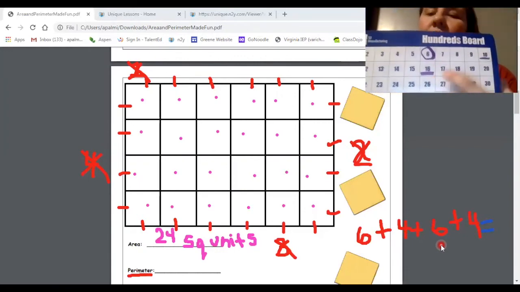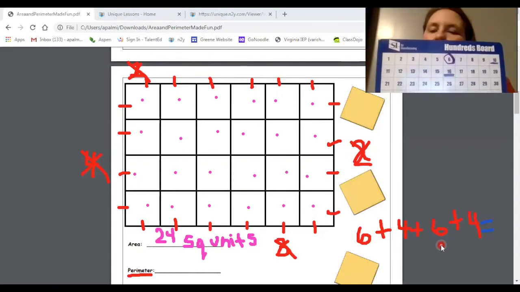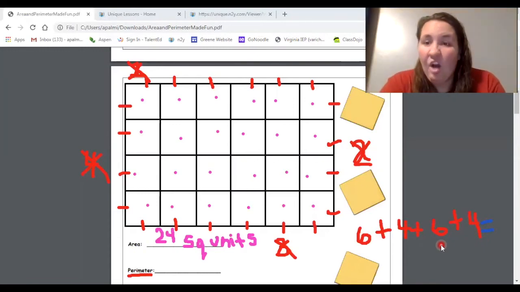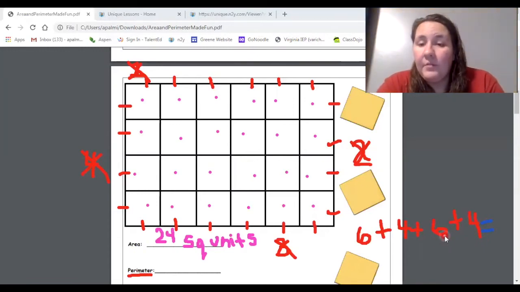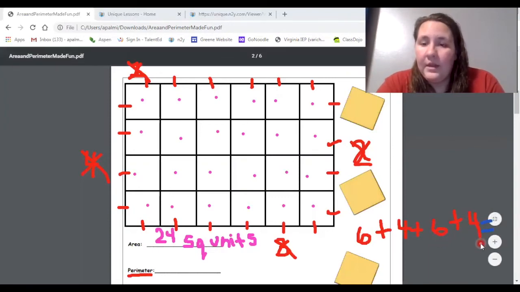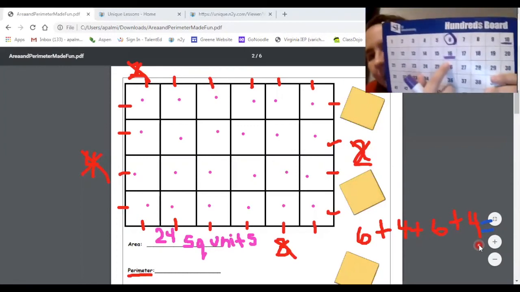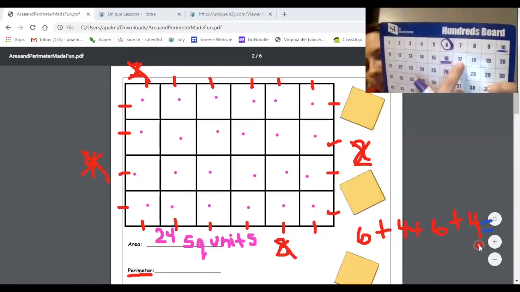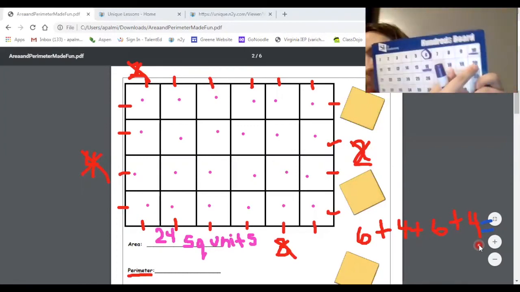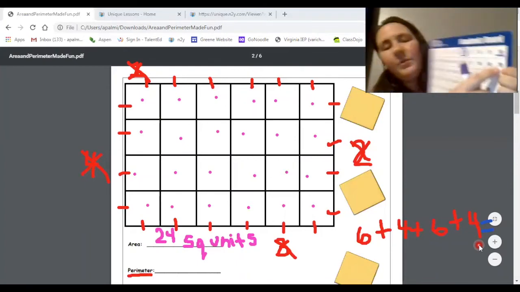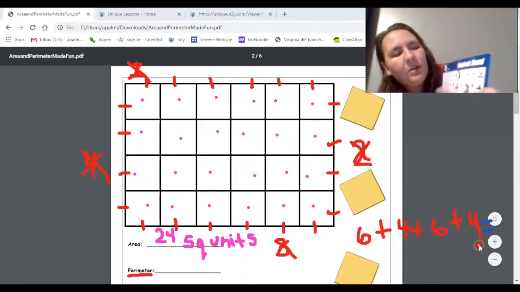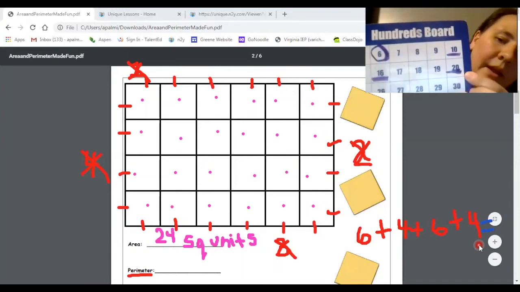And I have 1, 2, 3 purple spots on my hundreds chart, so I'm not done yet because I need all 4 sides. So here's my dot I left, so I remembered where I left off. I'm going to go to the next number. What's that number? Beautiful, 4. So I need to keep counting 4. Ready? 1, 2, 3, and 4. Beautiful job.